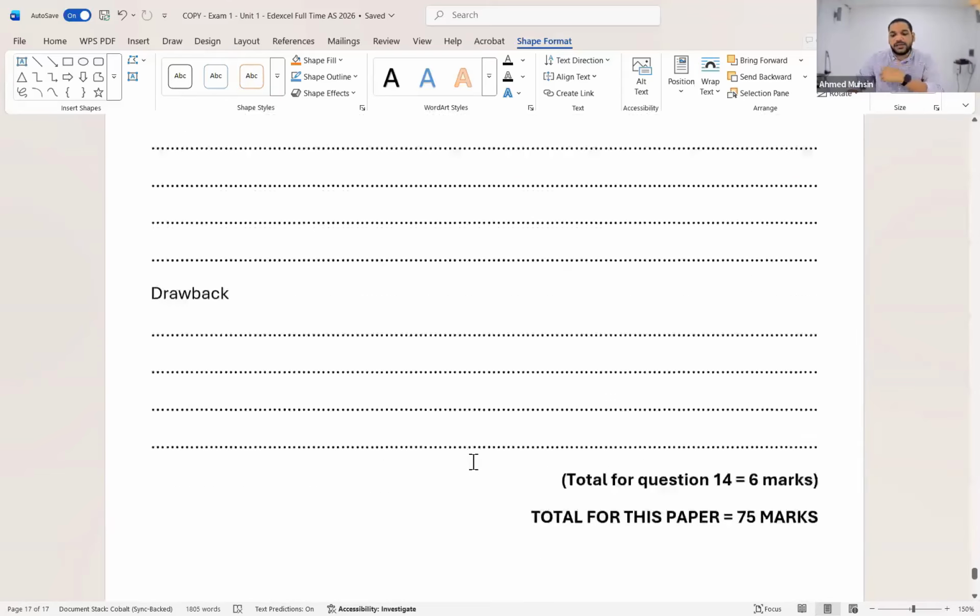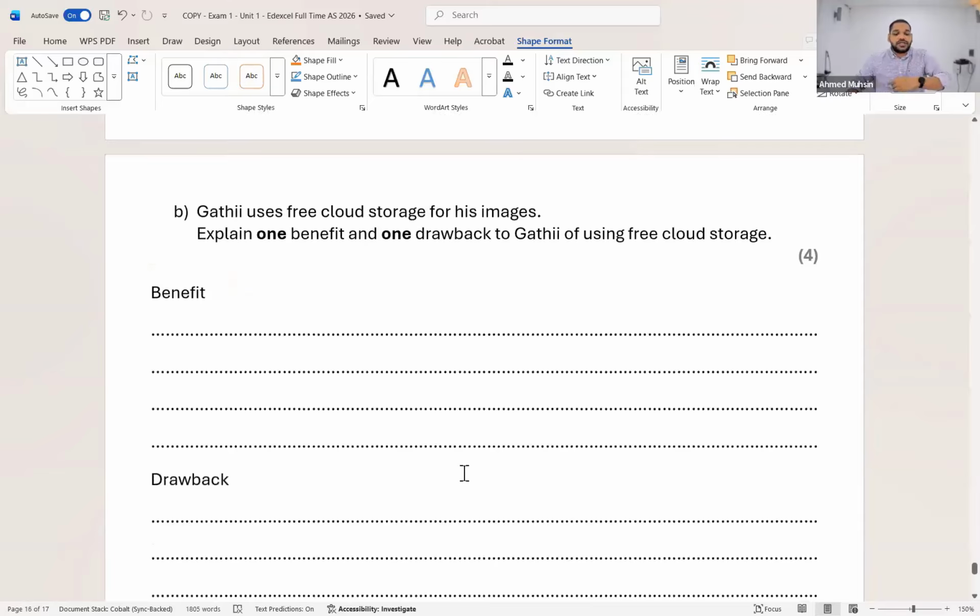Then guys, our final question. Gati uses free cloud storage for his images. Explain one benefit and one drawback of using free cloud storage space. So Kavish, what do you think is the benefit of using cloud storage? You're getting 2 marks per benefit and drawback.